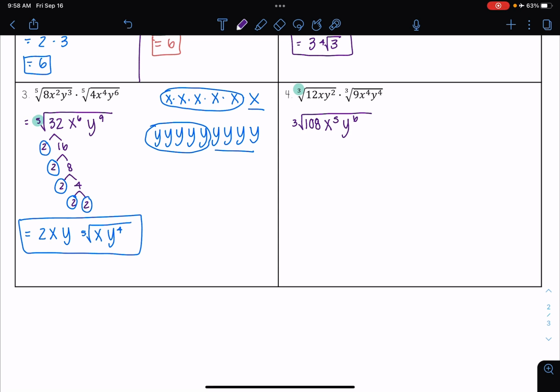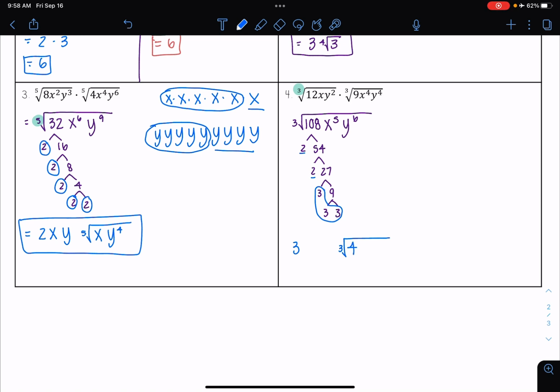So breaking apart that 108, I have 2 times 54, 2 times 27, 3 times 9, 3 times 3. Looking for groups of 3 numbers that I can take out, I see that I do have three 3s, but I only have two 2s. And so that means a 3 comes out, but inside I still have 2 times 2, which is 4.